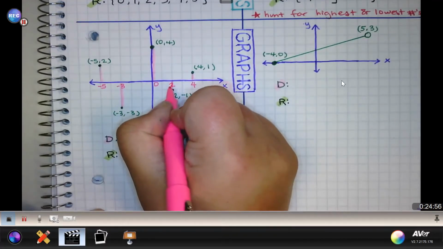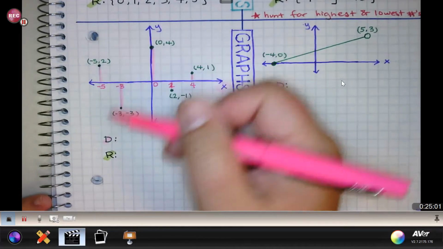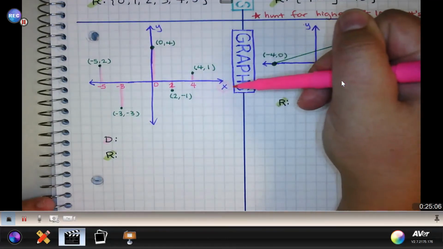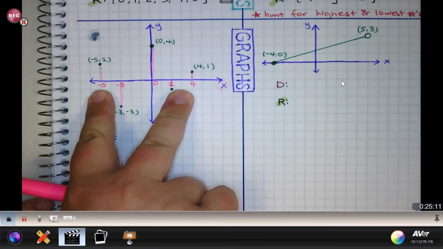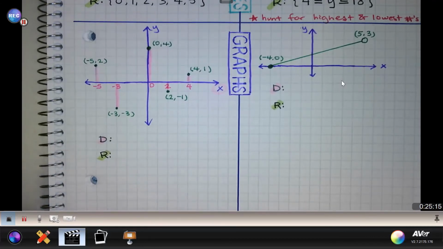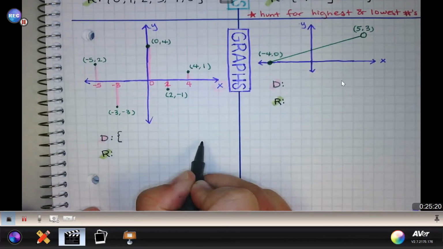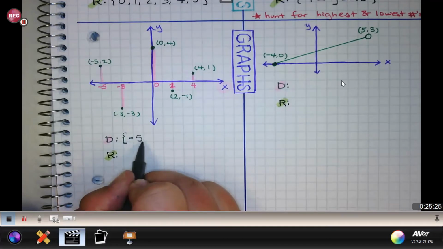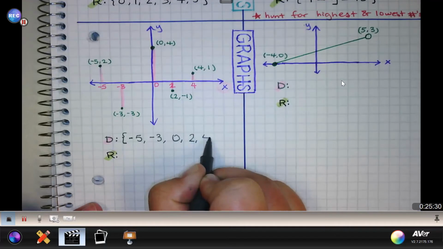So again, I know that you're like, those are in the points. You won't always have the points. So because domain is x values, I drew lines to the x-axis and found out what those lines are. And now, look at that. Here are my values in order already. So all I need to do now is take exactly these and put them in my curly brackets. So the lowest value is -5, then -3, 0, 2, and 4.